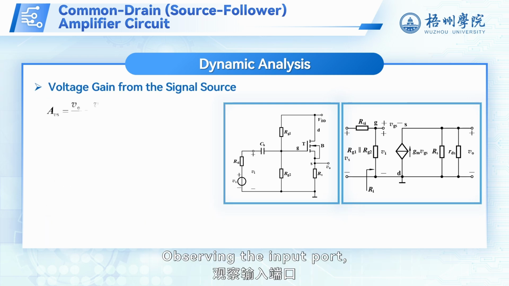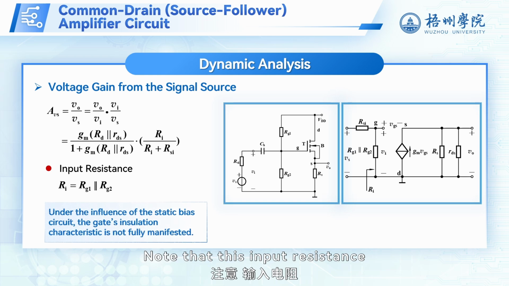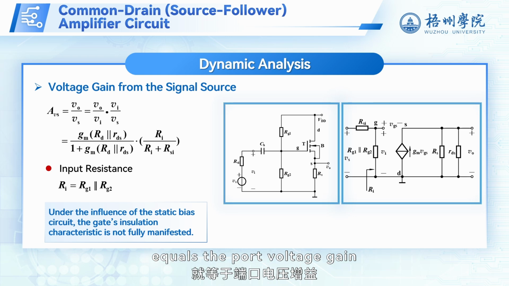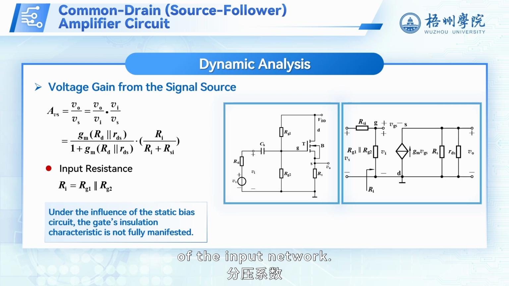Observing the input port, the input resistance is the parallel combination of R sub G and R sub G2. Note that this input resistance does not include the internal resistance of the signal source. Under this condition, the voltage gain from the signal source equals the port voltage gain multiplied by the voltage division ratio of the input network.